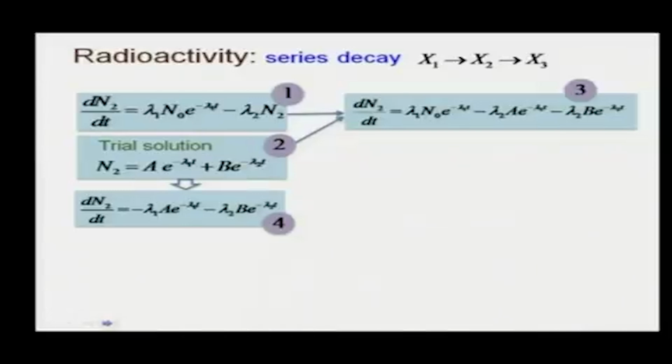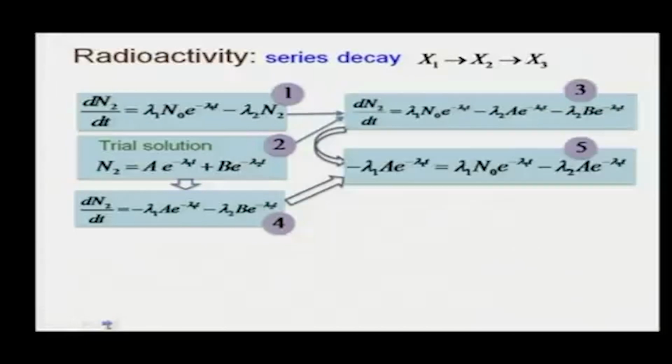right? The right hand side in equation 3 has 3 terms, and equation 4 has 2 terms. The second term in equation 4 and the third term in equation 3 are the same, lambda 2 b exponential minus lambda 2 t. So, when we equate the right hand sides of 3 and 4, we drop these because they are exactly the same, and equate the rest.